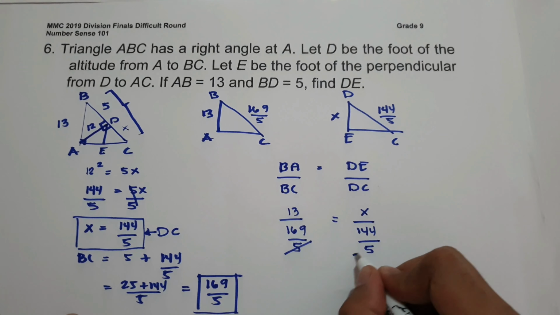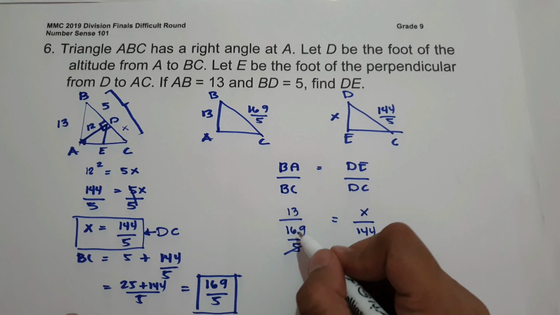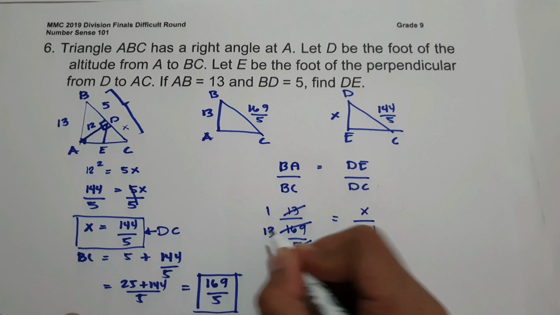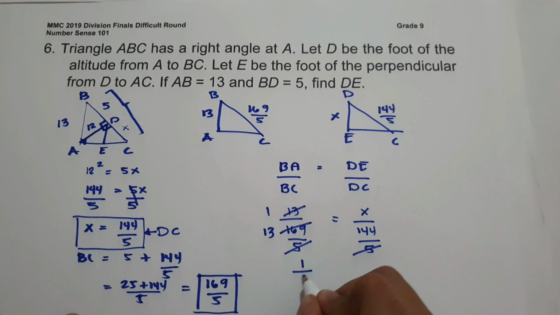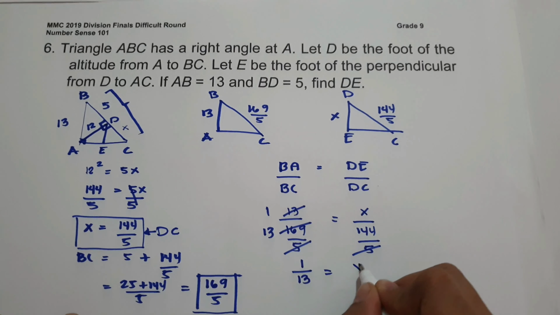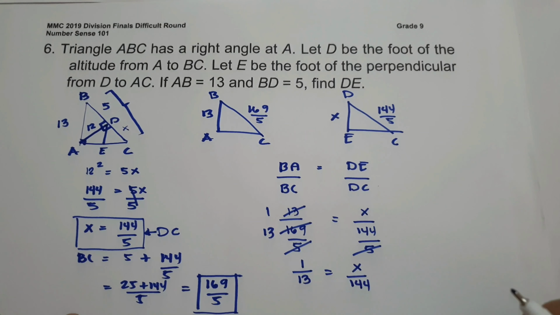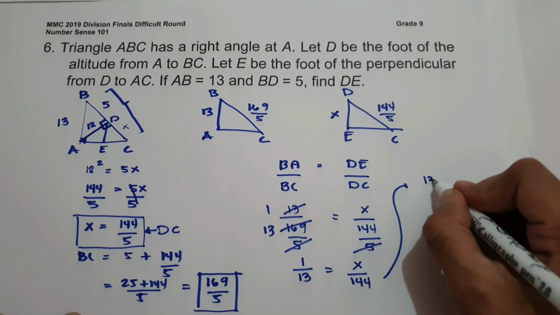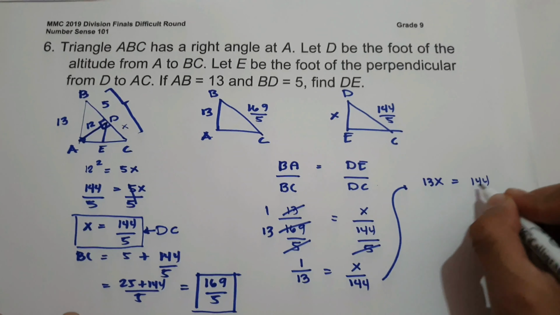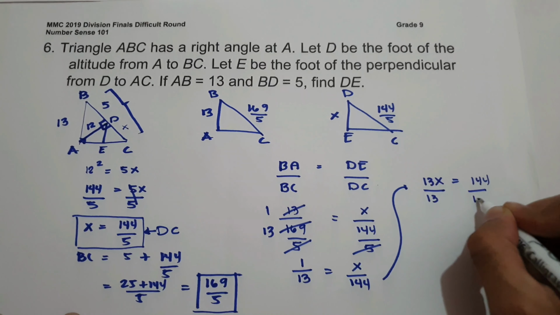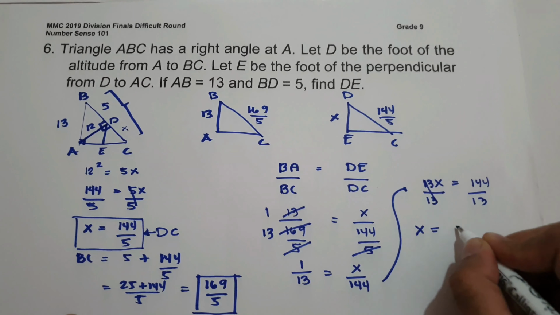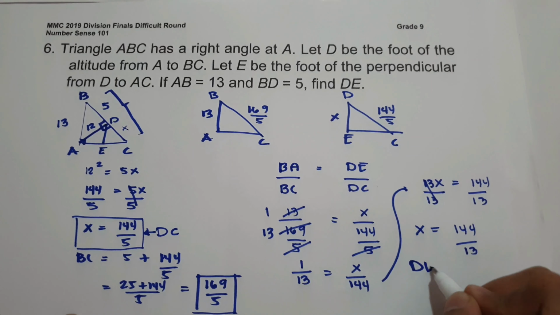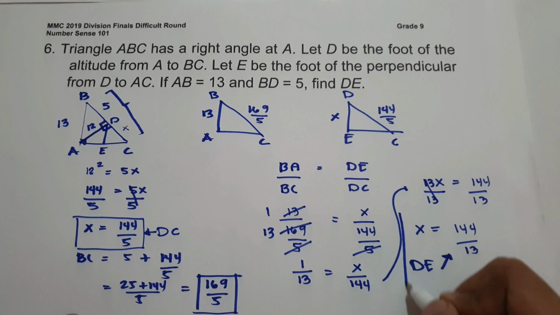So let us cancel this one. So 13 and 169 are divisible. So 13 becomes 1, 169 becomes 13. So we have now 1 over 13 equals X over 144. So to find the value of X, we have 13X equals 144. Divide both sides by 13. So the value of X is 144 over 13. So this is the measure of DE. And this will be our answer.